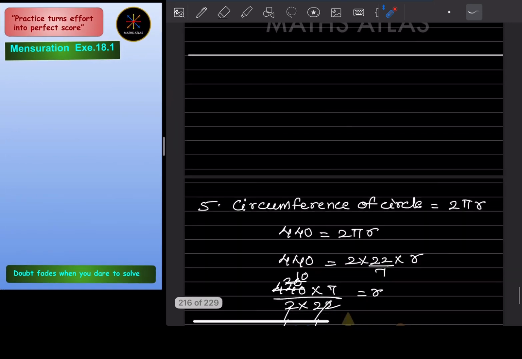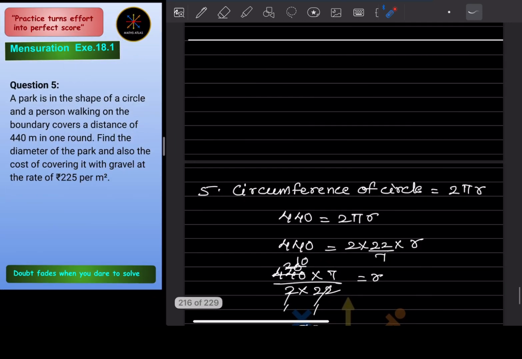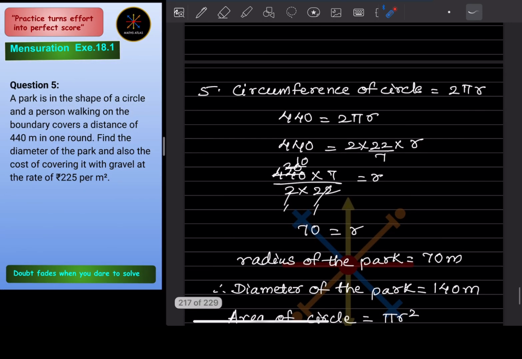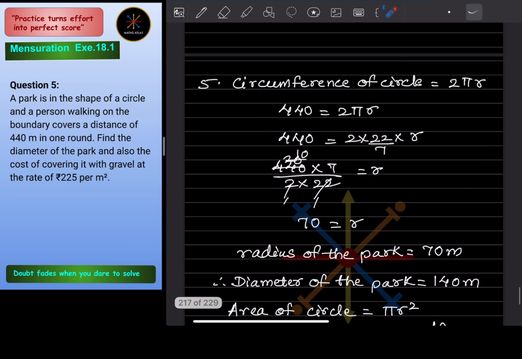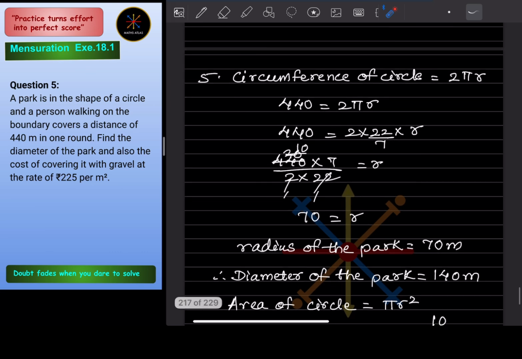So now let us go to the next question here. They said a park is in the shape of a circle and a person walking on the boundary covers a distance of 440 meters in one round, and you have to find the diameter of the park and also the cost of covering it with gravel at the rate of rupees 225 per meter square.